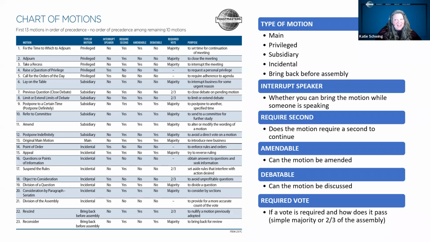And I have another. What language is best to use if you're interrupting with a privileged motion? If, for example, you aren't somewhere where you could stand or be seen or noticed? You would call out, say, dear chair, Mr. Chairperson, Madam President, whatever it is, to get the attention of the person who's running the meeting. Okay. And then once they call upon you and they've seen you, then you move forward.